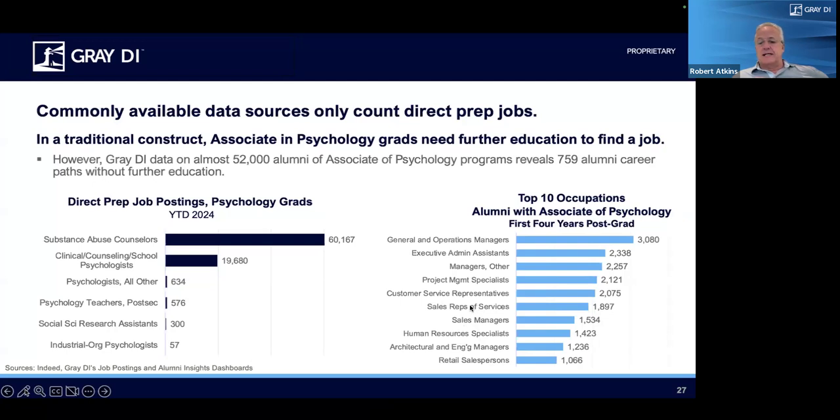Medical device salesmen, for example, make hundreds of thousands of dollars a year. Customer service reps, again, not a great place to end up in terms of potential comp, but we've got executive and admin assistants up here towards the top as well. And that's a good job, usually pays reasonably well. Of course, it depends on what executive you're assisting and how senior they are and how big their company is. But lots of different things.